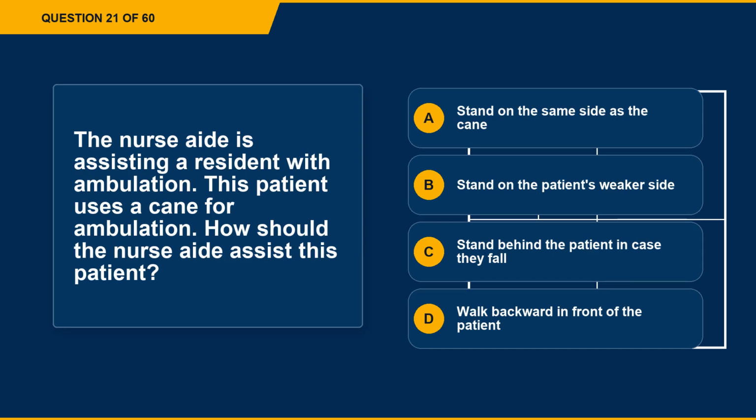The nurse aide is assisting a resident with ambulation. This patient uses a cane for ambulation. How should the nurse aide assist this patient? Option A, stand on the same side as the cane.